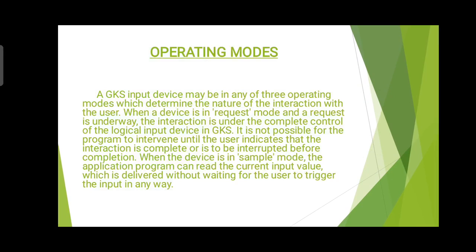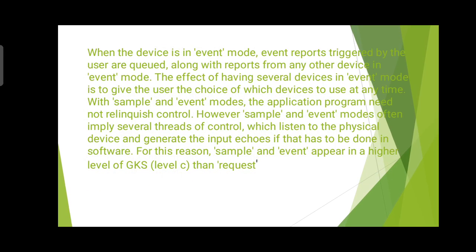When the device is in sample mode, the application program can read the current input value, which is delivered without waiting for the user to trigger the input in any way. When the device is in event mode, event reports triggered by the user are queued along with reports from any other device in event mode. The effect of having several devices in event mode is to give the user the choice of which devices to use at any time. With sample and event mode, the application program need not relinquish control.